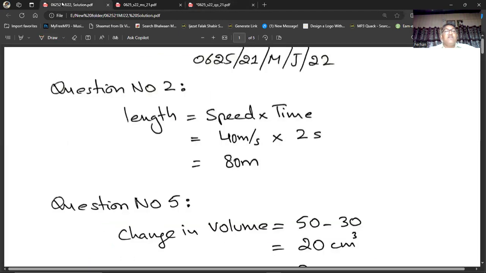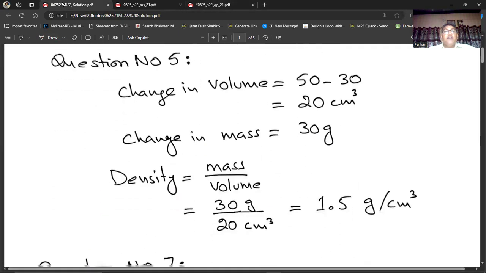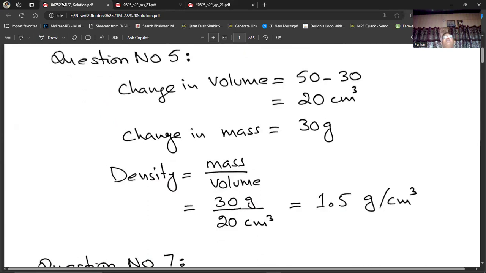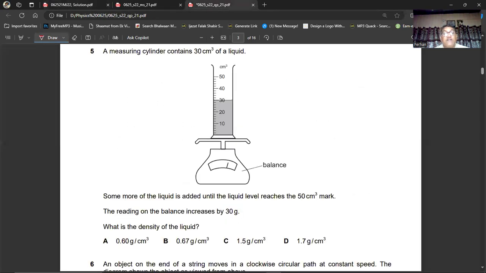You know the density of the liquid is mass divided by volume. So for question number 5, the change in the volume is 50 minus 30, that is 20 cm³. The change in the mass for this volume of the liquid is 30 g. Density is equal to the mass of this liquid divided by the volume of this liquid. So that is 30 g divided by 20 cm³, which is 1.5 grams per cm³. So I think C is the right answer, sir. Question number 5, C is the right answer.